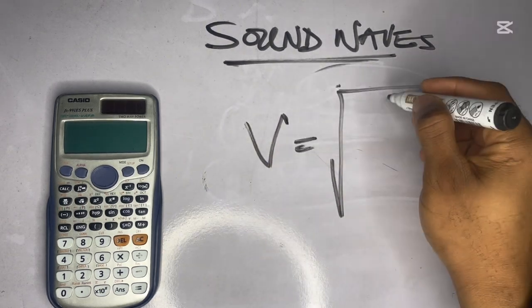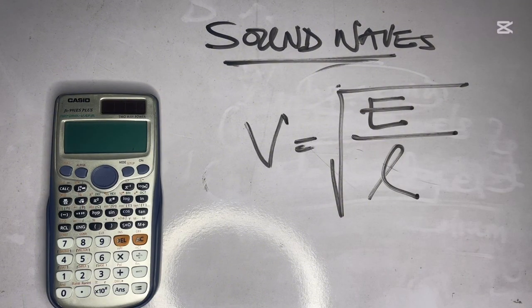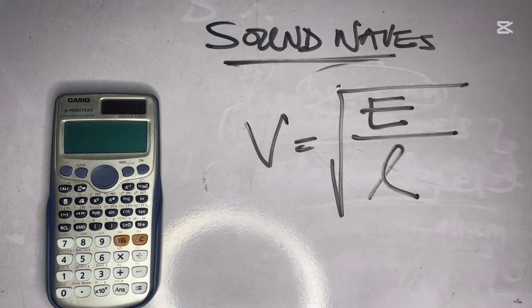V is equal to the square root of E all over rho. You know rho looks like P, but is not really P, which is used for resistivity at times. So this is the formula for the velocity of sound in a solid medium.